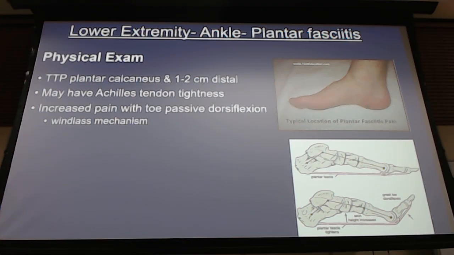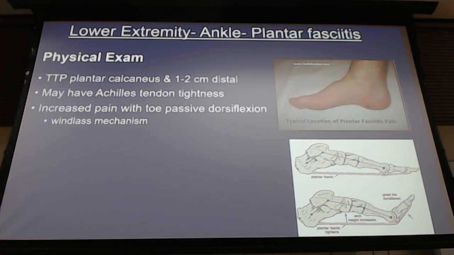If you get a chance and you have your own time, look at the biomechanics of walking, and this will make a whole lot more sense. It's beyond the scope of what I want to teach you today. The important thing for you to know is that the windlass mechanism helps maintain that medial longitudinal arch.